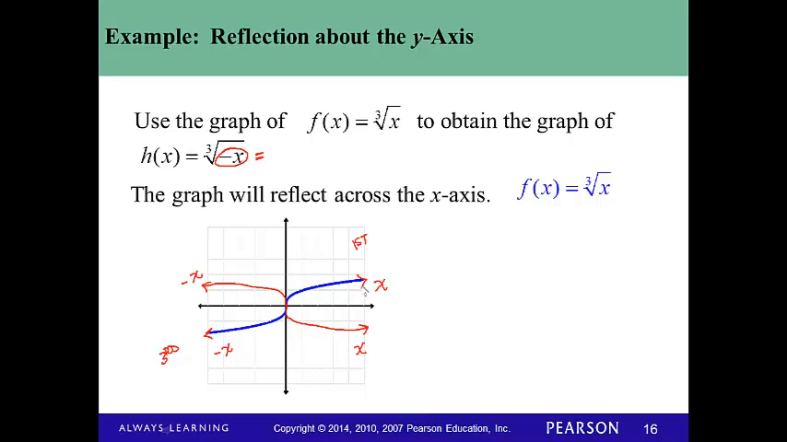It looks exactly the same. If I reflect it over the x-axis, it still matches up. And that's only because this is a cube root. You could say the negative is on x, or you could factor the negative out, and you can say the negative is actually on the function. Both work.